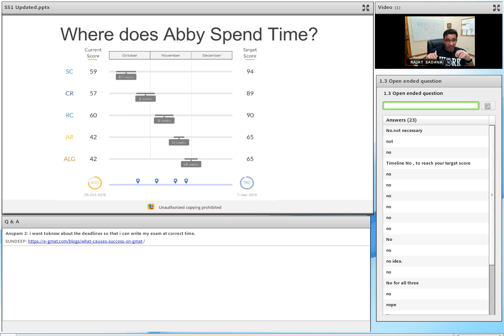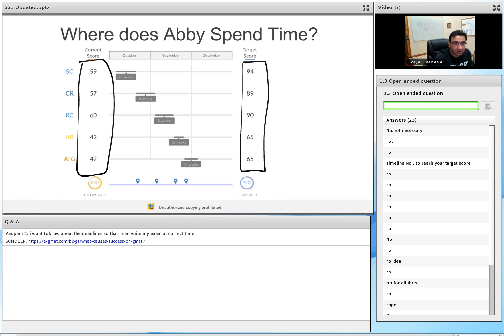Okay. Now, where does Abby spend her time? She spends about 6 to 6.5 weeks on verbal. You can really see these are her starting abilities over here in quant and verbal, and then in target abilities in quant and verbal, and these are the estimated amount of times, about 6 weeks, 3 weeks, 2 weeks each on verbal, and then about 2.5 weeks on quant.